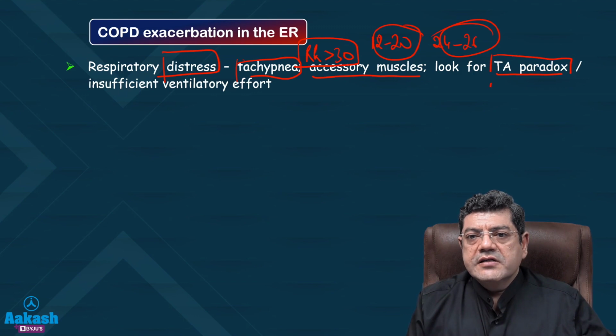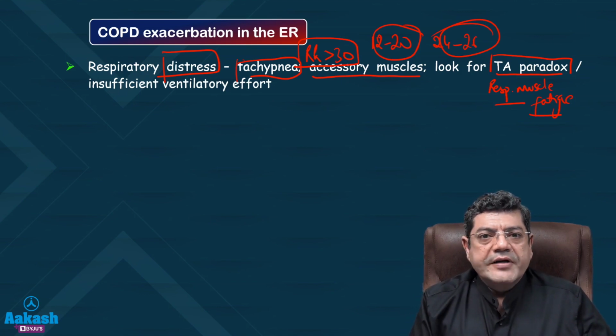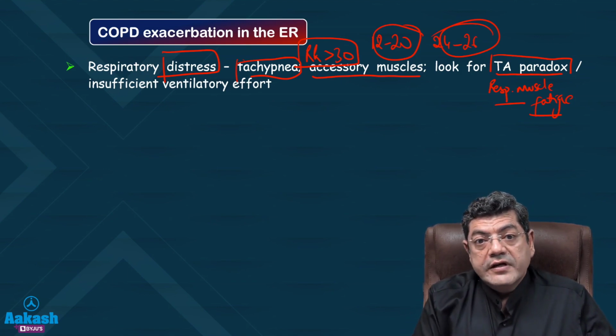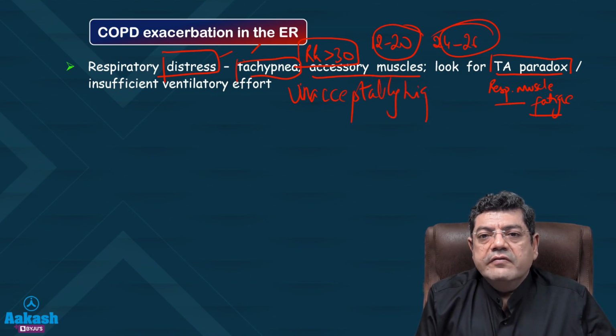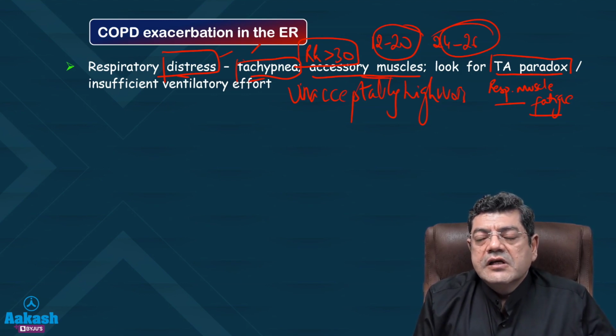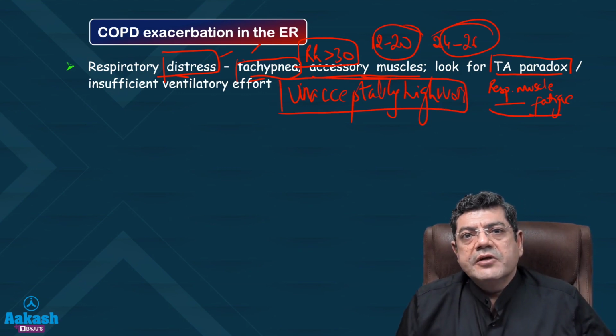thoraco-abdominal paradox. It is objective evidence of respiratory muscle fatigue. If you should see this, that means you have to ventilate your patient. There is no other treatment for this complication, right? While you're worried about distress and tachypnea, we are looking for unacceptably high work of breathing and its consequences. Distress, tachypnea, accessory muscle use, thoraco-abdominal paradox all tell you that the work of breathing is unacceptably high.